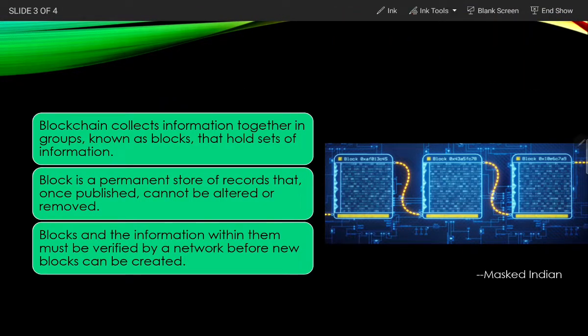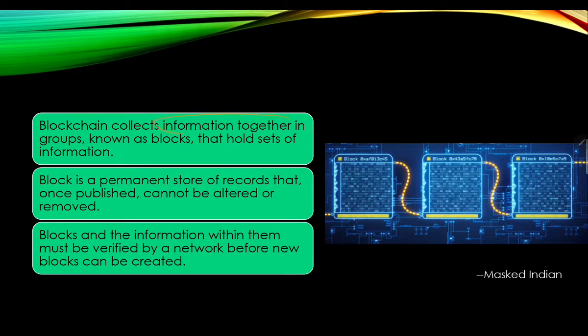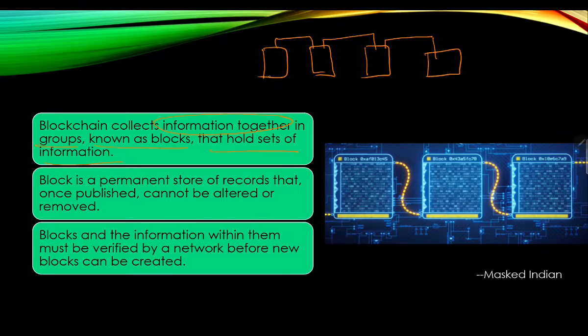Basically, what is happening over here is that blockchain collects information together. It is very important to note that information is getting collected together in a group, and it is known as blocks that hold sets of information. As I have mentioned, suppose this is a block, and then the hash of it is present in the next block. Again, the hash of this is present in the next block, and then the hash of this is present in the next block, and this is how your blockchain looks. A typical blockchain looks like this. So blockchain is collecting information together.